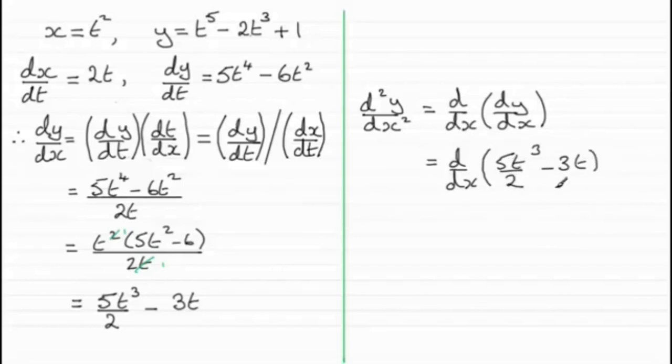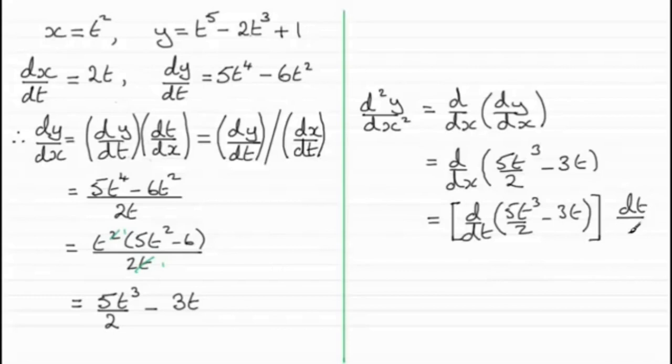Now, because this is a function of t, we can't differentiate it at the moment with respect to x. What we do though is we have a workaround, and we basically apply the chain rule again. I'll put this in square brackets. What we do for this part then is differentiate with respect to t the function that we've got here, dy by dx expressed as a function of t. In other words, 5t cubed over 2 minus 3t. And then, let's just finish this square bracket off. Because we introduce this dt, we multiply it by dt by dx. Again, it's as if these dt's cancel, just leaving me with d by dx as we had here.